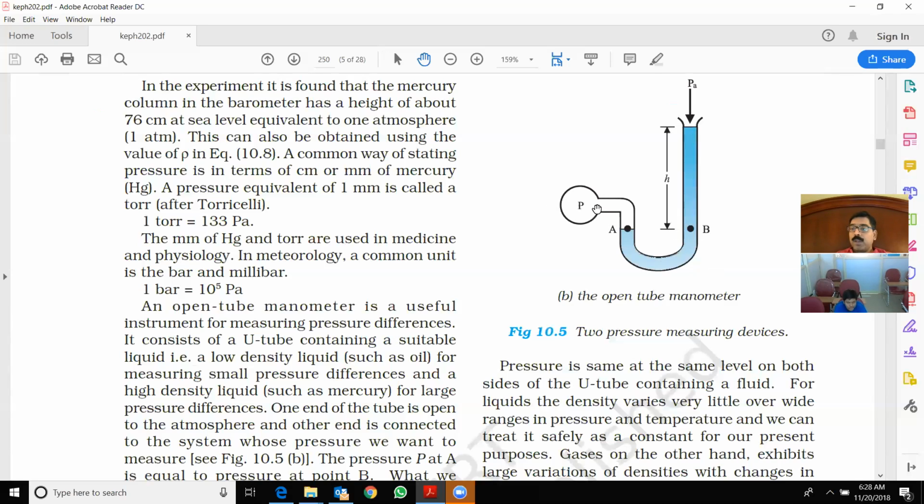So manometer is used to measure the pressure of any liquid, any fluid, while barometer is generally used to measure the atmospheric pressure. That is a technical difference that you should remember between these two devices. But ultimately, both are used to measure the pressure.